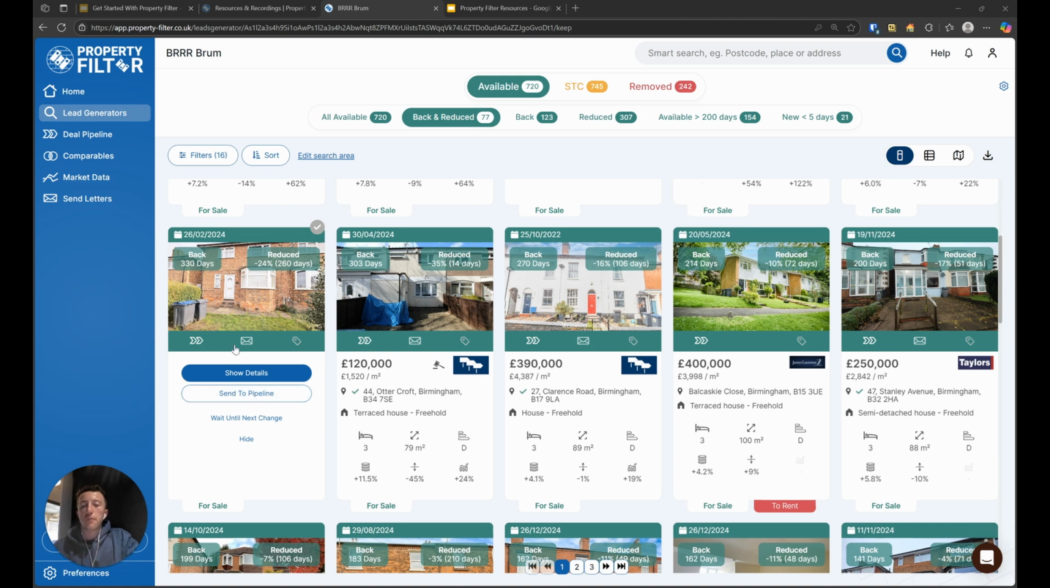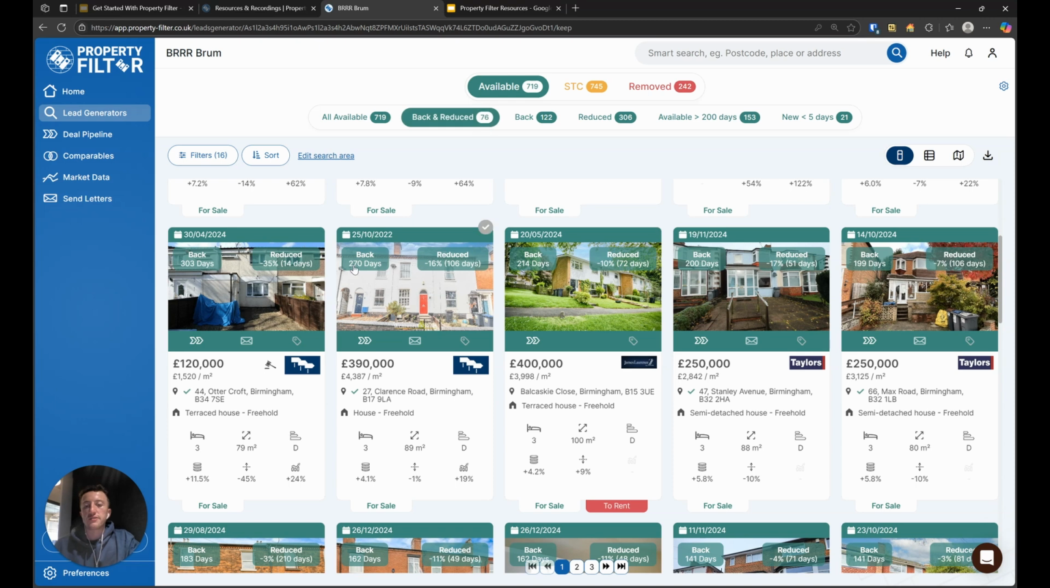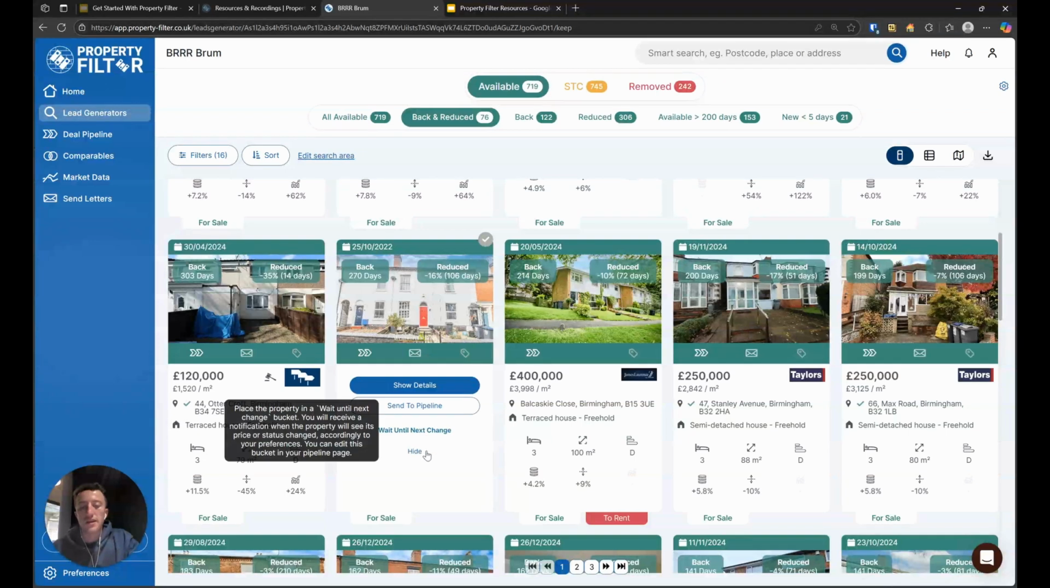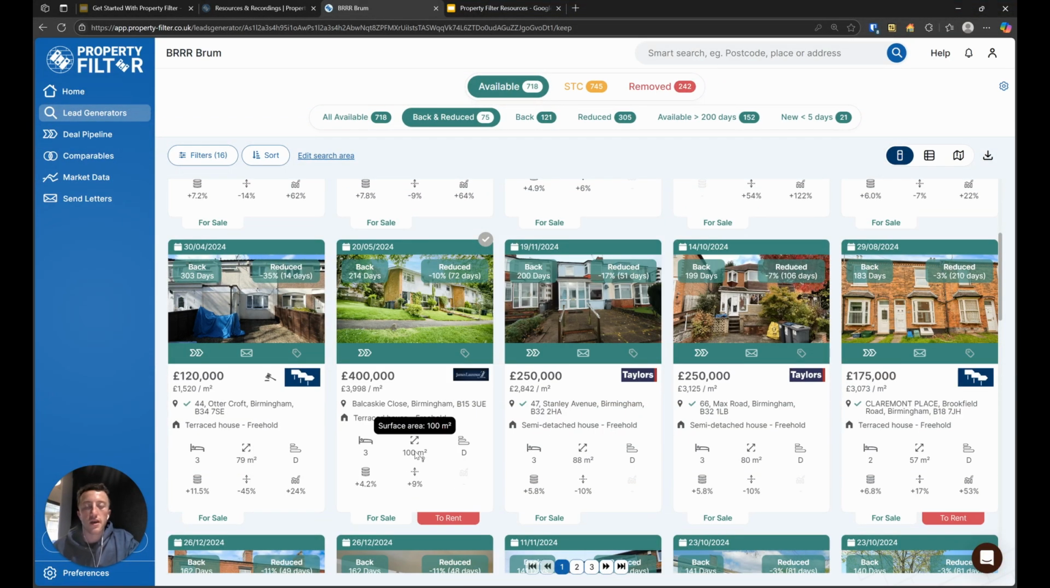So let's say this property, it's a hell yes, I like the property, it does deserve more of my time. I'm going to press send to pipeline. That is now removed from this lead generator. Let's say this property here, I know it's not of interest for myself. It's a hell no, I never want to see it again. I press hide and I don't need to see it again in this lead generator, so it's disappeared.